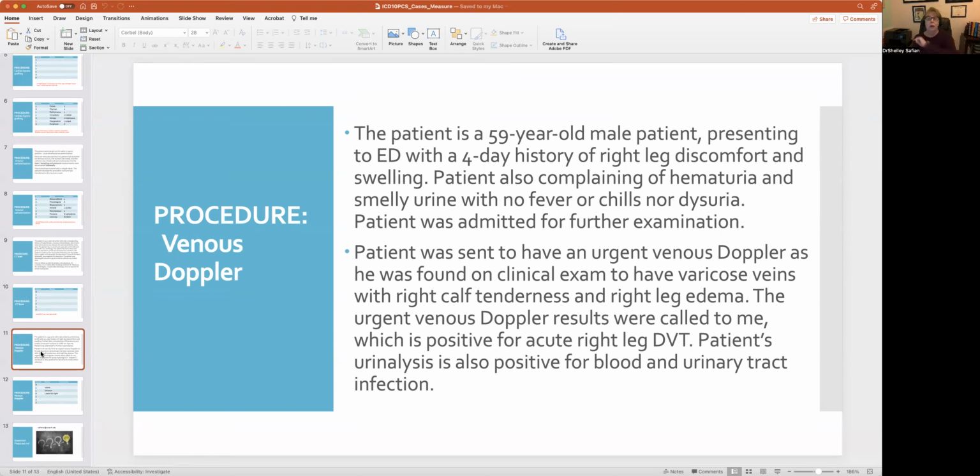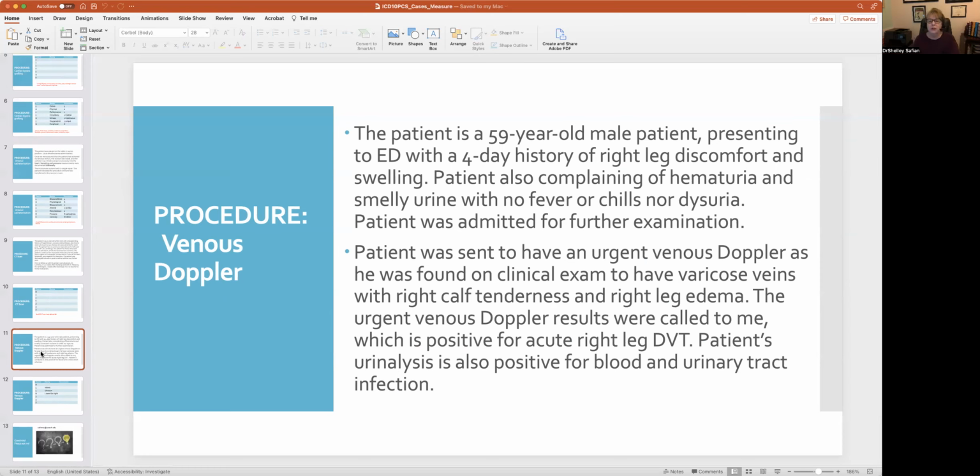Okay, so medical dictionary's out. Hematuria, oh, that's not good. Blood in the urine. All right. Smelly urine, you probably are familiar with that, especially if you just ate asparagus. And no fever, chills, or dysuria, which means an inability to urinate. Okay. So he was admitted for further examination. Admitted, that's your cue. ICD-10 PCS.